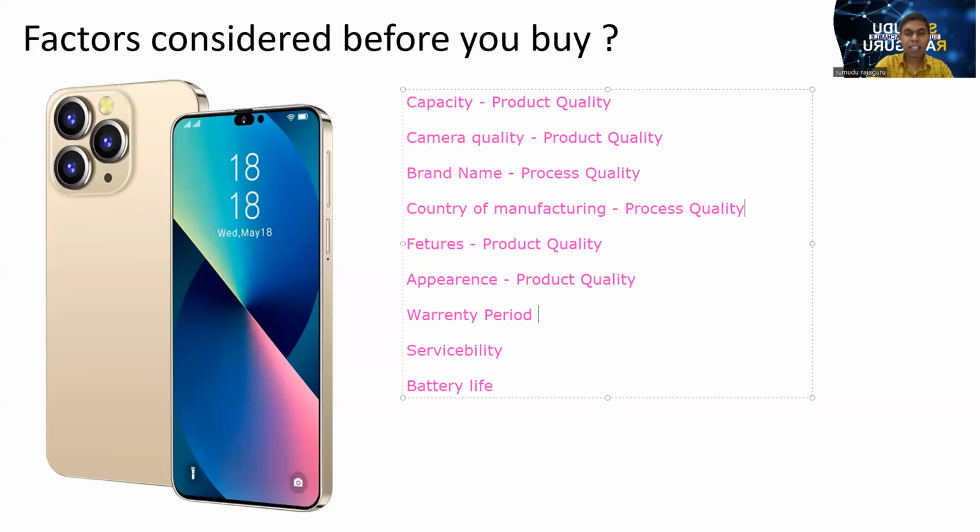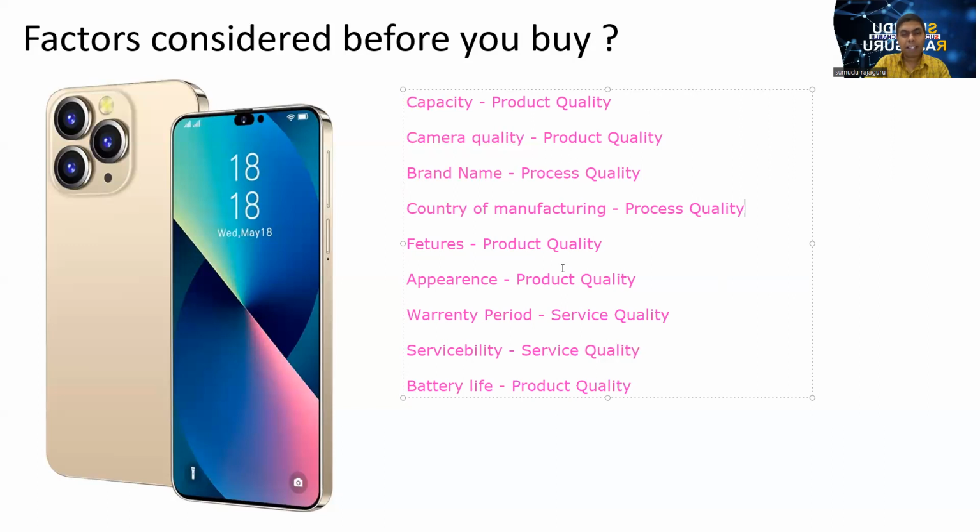Warranty. It is not related to the product or the process. Because of that, warranty period, that kind of thing, we consider as service quality. Then serviceability we can also categorize under service quality. Battery life, that is tangible. So it is on the product. Because of that, it is product quality.